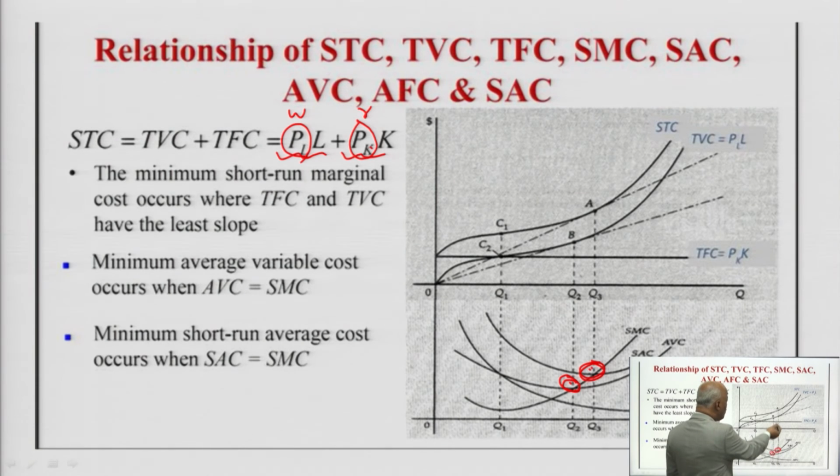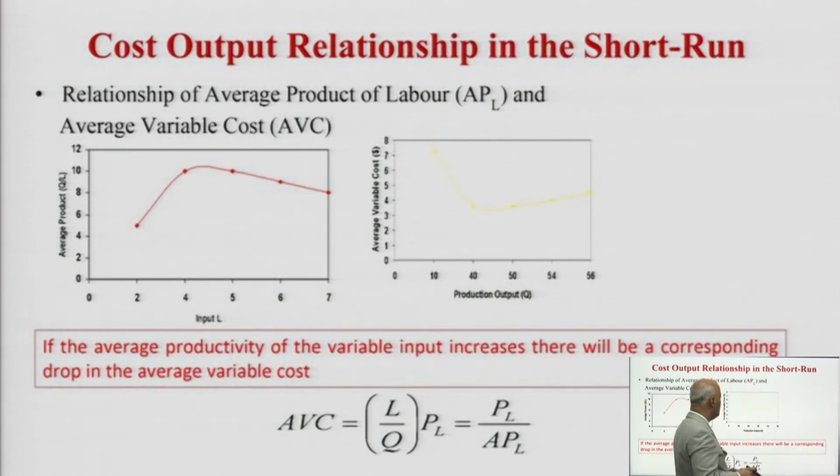And at this point you can also find that average fixed cost is equal to average variable cost. Average fixed cost and average variable cost are the same, that means the total variable cost and the total fixed cost are the same at this point. So, these are some of the relationships between total fixed cost, total variable cost, short run marginal cost, short run average cost, average variable cost and average fixed cost. This is the relationship we are showing.